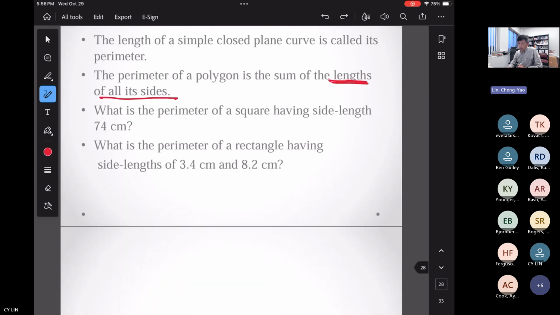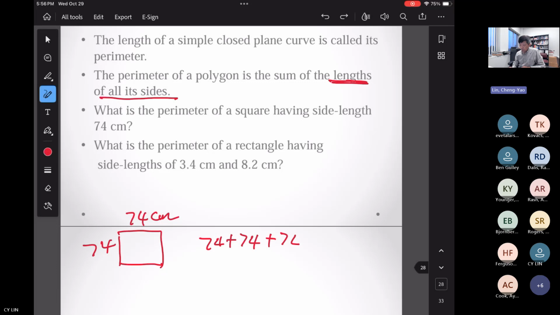What is the perimeter of a square having a side length 74? So we have 74 centimeter for this. So we have 74 plus 74 plus 74 plus 74, which is 296 centimeters. Square, yes or no? Yeah. Now what about the next one?